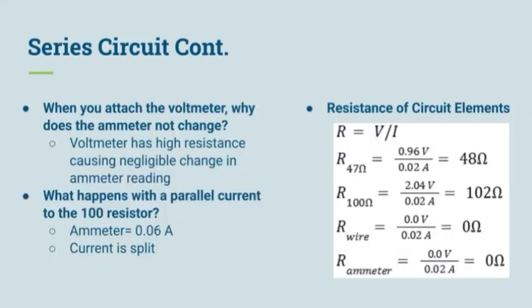As seen, when the voltmeter was attached to the circuit, the ammeter remained at 0.02 amps because the voltmeter had a high resistance, causing negligible change in the ammeter reading. Furthermore, when the ammeter was attached parallel to the 100 ohm resistor, its reading changed to 0.06 amps because the current was split. Lastly, the resistance of various circuit elements was calculated by dividing the voltage by the current.